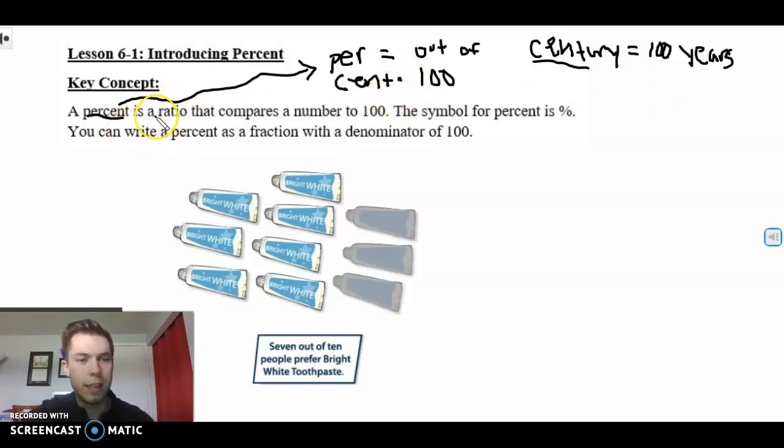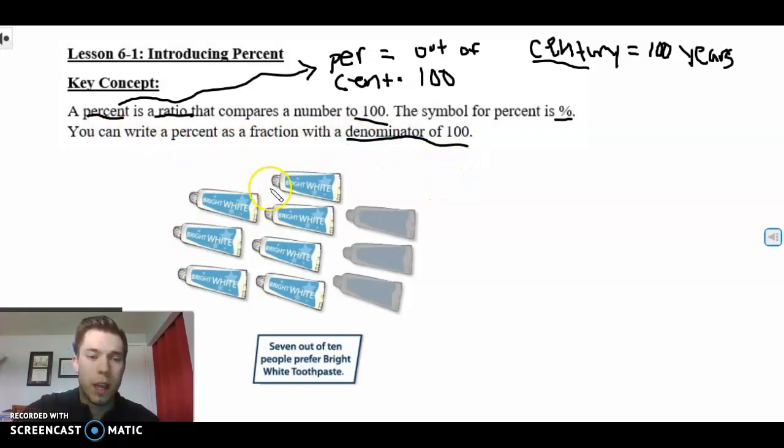So percent is a ratio that compares a number to 100. So any number out of 100, we can turn that into a percent, and we have our percent symbol right there. And we can write percent as a fraction with the denominator of 100. And that's what we're going to do today.